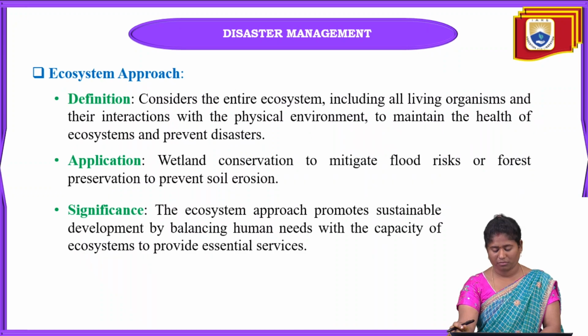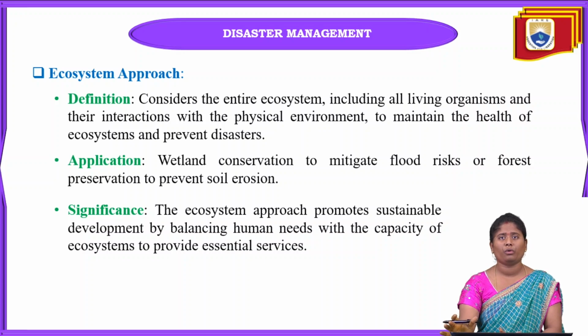And next is the ecosystem approach. After knowing about land use and human activity, the next one is the ecosystem approach. The main definition is that we have to consider the ecosystem. If any disaster happens, how is the ecosystem going to respond? How will it promote the development of a balance with human needs, by what capacity, and how are we going to provide the essential services? We consider all of these in this ecosystem approach.